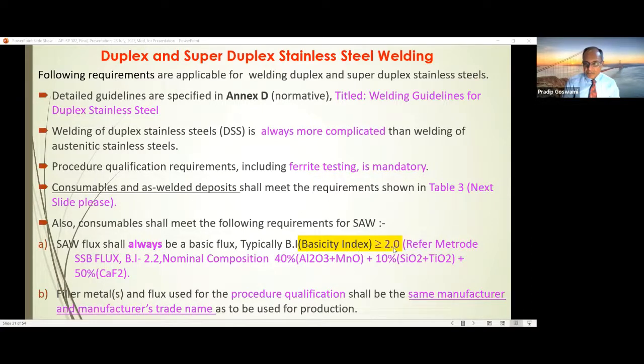Submerged arc welding shall always be done with the basic flux. Typically the basicity index should be two and above. And two is, I would say, less. Generally speaking, people go with more than two. So it is two to two and a half, but you have to be very specific because there are not many fluxes available or recommended for submerged arc welding of duplex stainless steel. Basically, whatever the manufacturer specifies or formulates with proven values, it's better to stick to that.